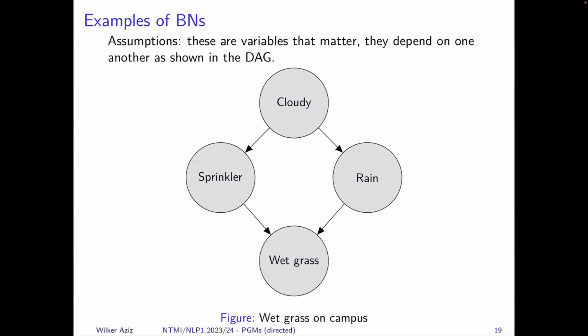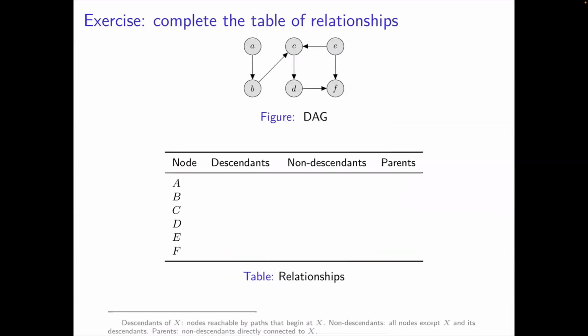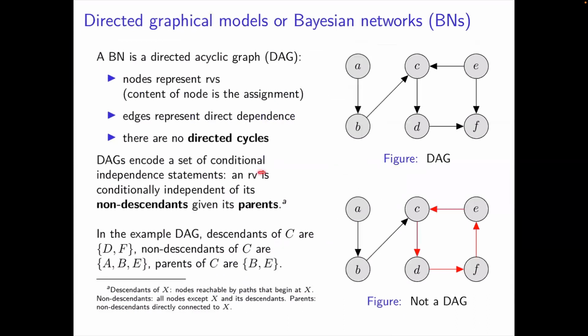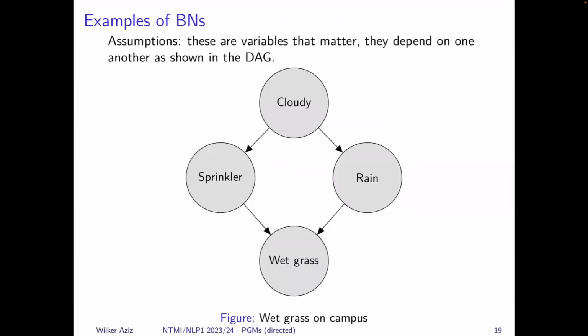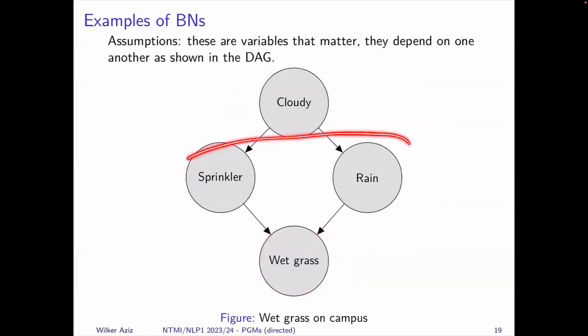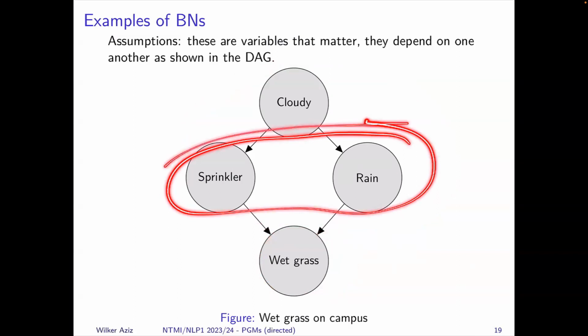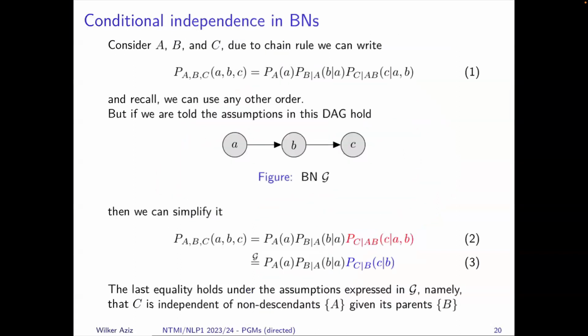Again, if you go back a few slides, you should remember this. A random variable is conditionally independent of its non-descendants given its parents. So let's have a look at that. This random variable is conditionally independent of the non-descendants given the parents. So given the parents, the other non-descendants do not matter.